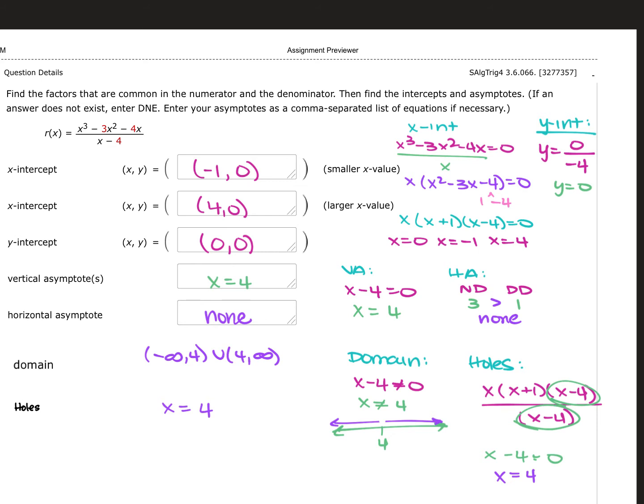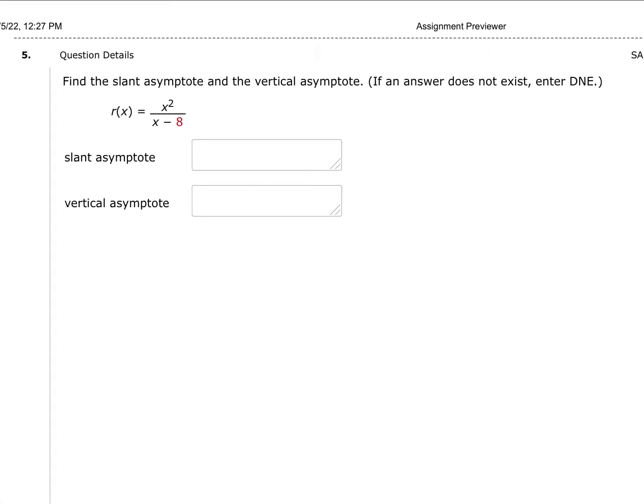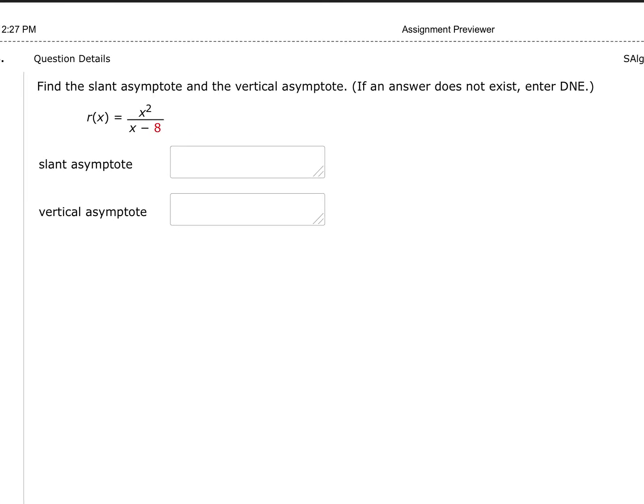So for number 5, this one's a little different. It asks you for your slant and your vertical asymptote. If you realize, it doesn't ask you for your horizontal asymptote. So since it doesn't ask you for your horizontal asymptote, you have to keep that in consideration because your slant asymptote can never equal the same thing as your horizontal asymptote. If that is the case, it is none.